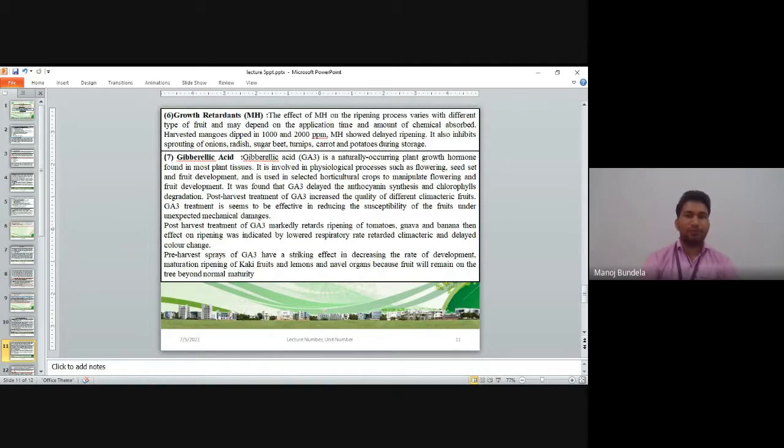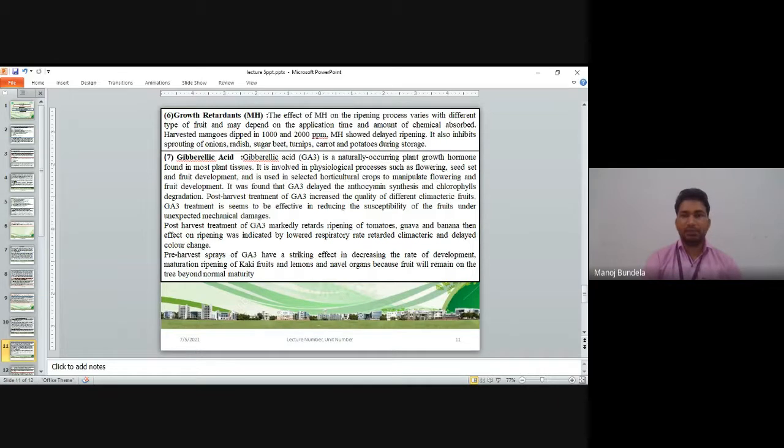Mangoes dipped after harvesting in 1000 to 2000 ppm of maleic hydrazide show delayed ripening, and in the case of potatoes, onion, radish, sugar beet, turnip, carrot, we can reduce the sprouting by use of maleic hydrazide. So maleic hydrazide is used to control the ripening of mangoes and to reduce the sprouting in onion and beetroot. Gibberellic acid.